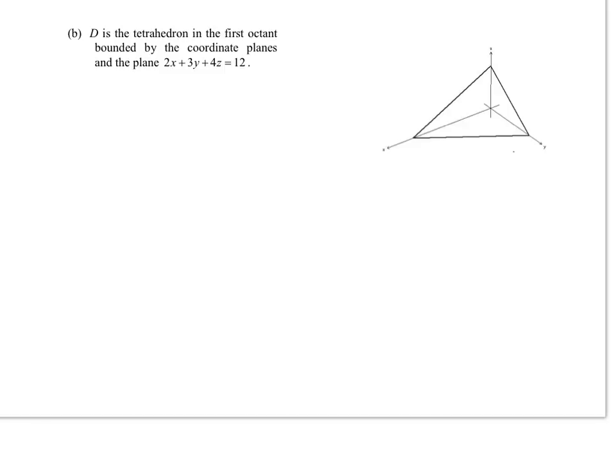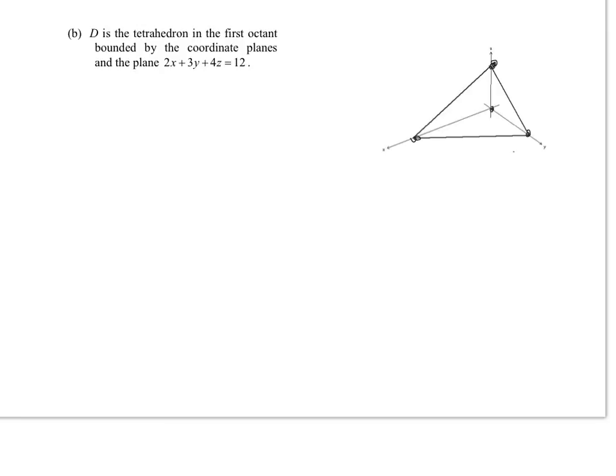This next example might actually be a little bit easier. So this solid is called a tetrahedron, and it could also be legitimately referred to as a triangular pyramid. It is a solid that has 4 faces. All 4 of those faces are triangles, and the vertices of those triangles are located there, there, there, and at the origin.